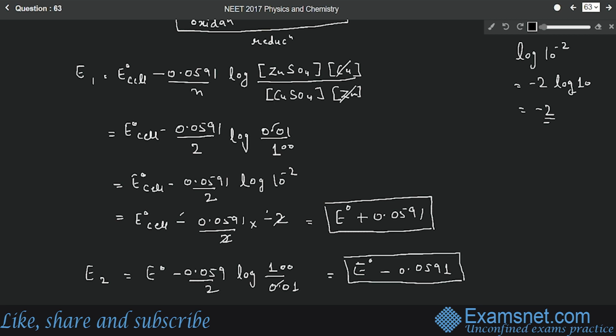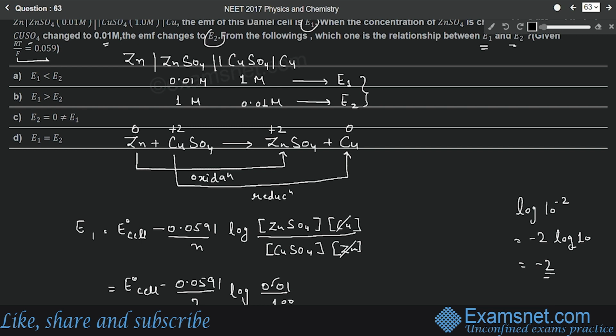So which one will be greater? E1 will be greater, right? And E2 will be less than E1. So we can say that E1 is clearly greater than E2. Okay, so let's see which of the options has E1 greater than E2. In option B, we have E1 greater than E2. So option B will be the correct answer.